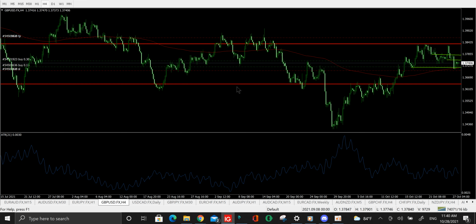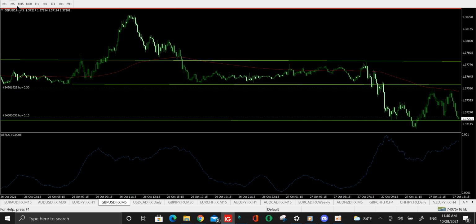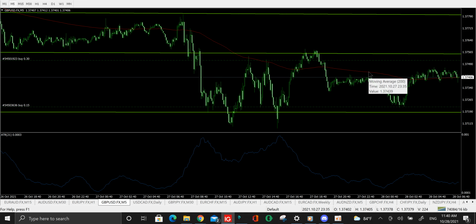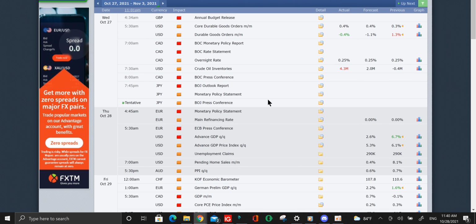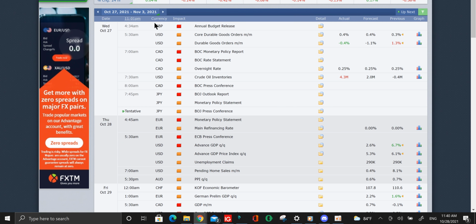But as of right now, I'm going to close out a couple of my trades because of the upcoming news. So how many hours do we have until that event? It says 11:01 p.m. Cali time, so about 6 hours until Europe, about 7 hours until that news.